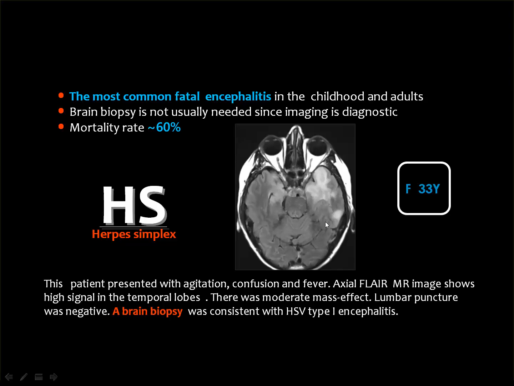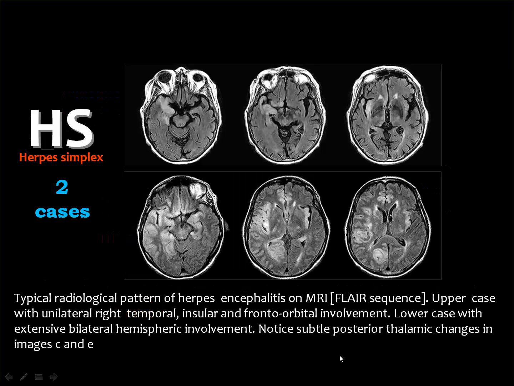But with herpes, the literature says that you do not need it, because the lesion is characteristically located in the temporal lobes. And this lesion may be unilateral or bilateral, may be symmetric or asymmetric. And it appears of low signal in the T1, high signal in the T2, and the FLAIR. If you inject contrast material, it will not enhance. If you have the diffusion weighted images, it will produce diffusion restriction.